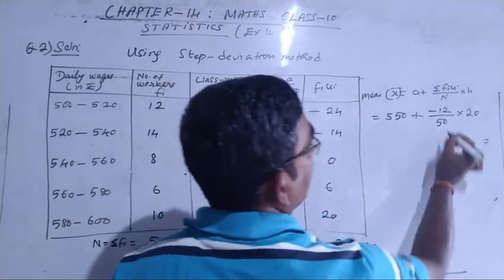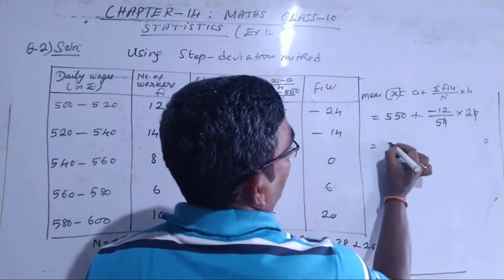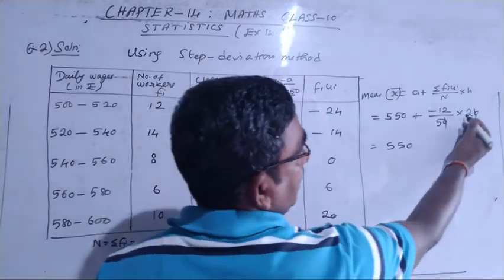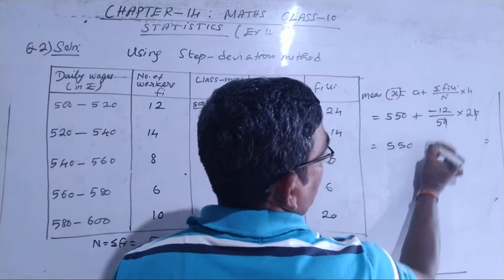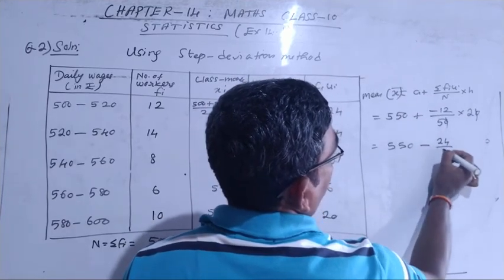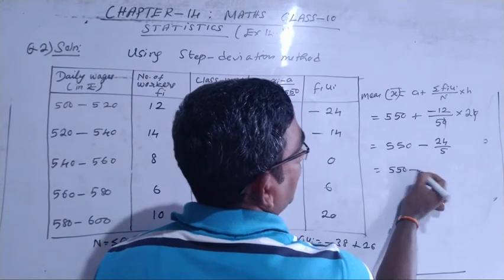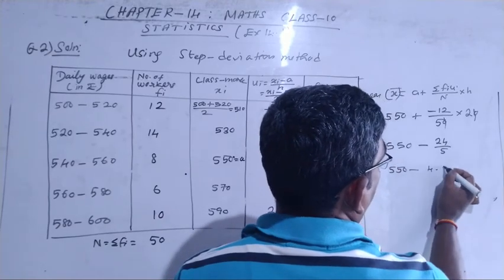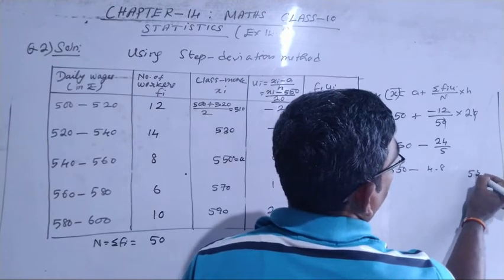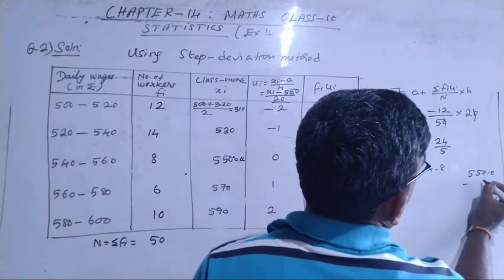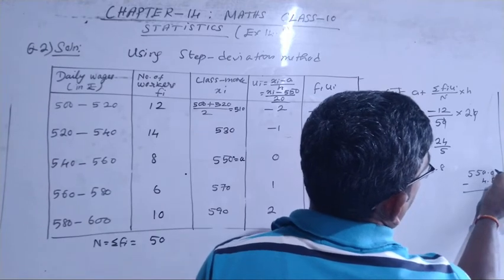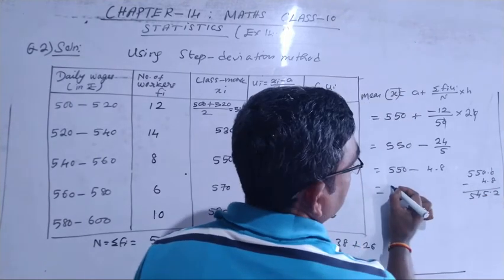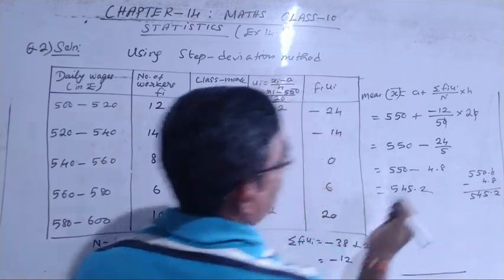Now let's simplify. The 0 and 0 cancel. You cannot cut 550 here because there is an addition; please don't take it as multiplication. Here you can cancel because it is multiplication. Plus into minus is minus, 12 twos are 24, divided by 5. So 550 minus 24 divided by 5. 24 divided by 5 is 4.8. Subtracting, 550.0 minus 4.8 gives 545.2.